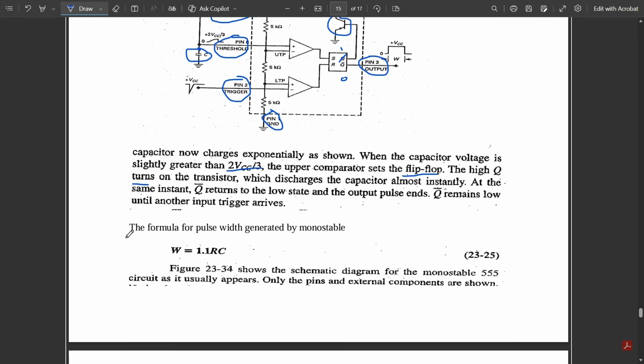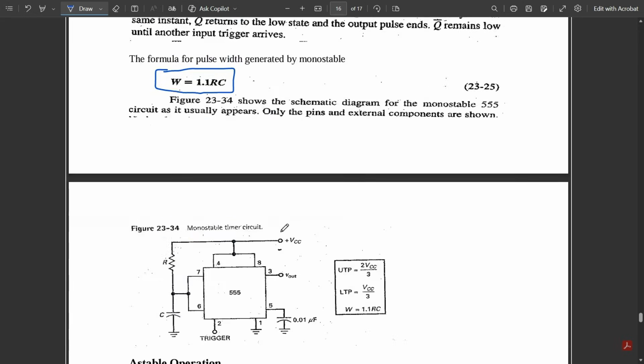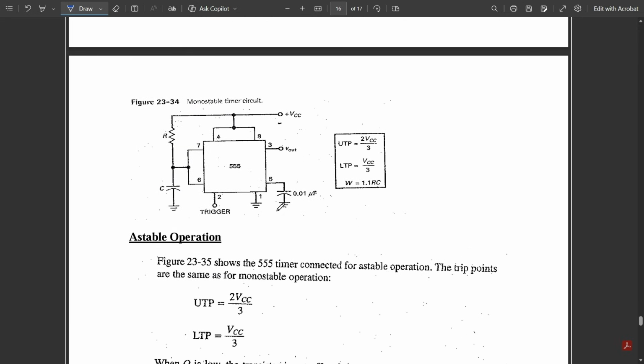Okay, so here the formula for pulse width is given by 1.1 into RC for a monostable operation. Please note it down. And this is the basic timer circuit based on monostable operation with the help of the external R and C connection. Okay, so you see here 7 and 6, that is the trigger pulse and threshold pulse, are interconnected here.